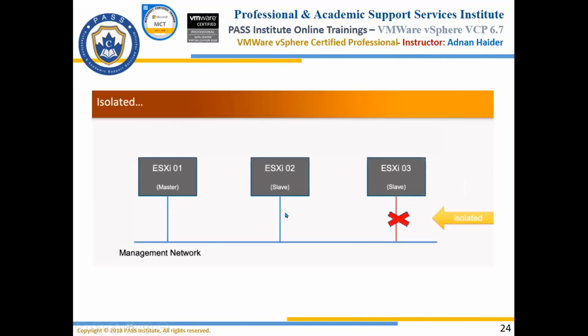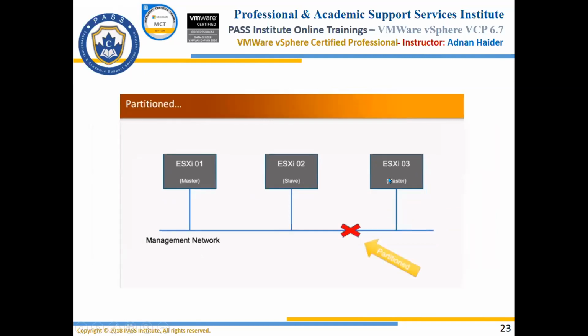In this case, if this was the master, then the second one will become the master automatically, because there can be only one master. Remember that the ESXi host is fine, but it is only partitioned. The network is the issue. As soon as the network is fixed, your environment will be back running again.